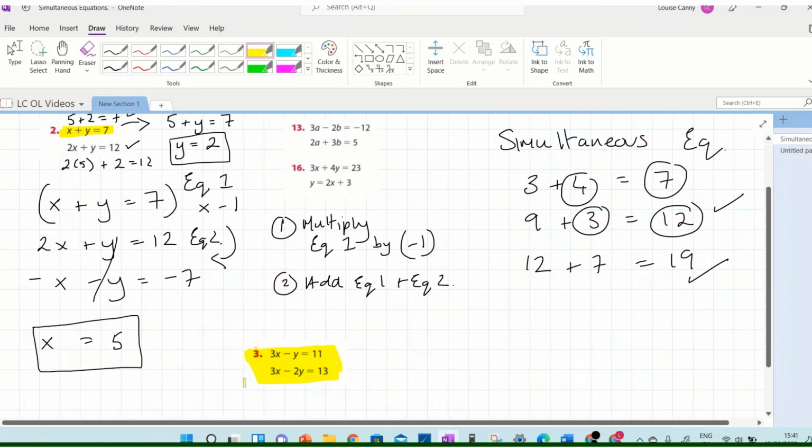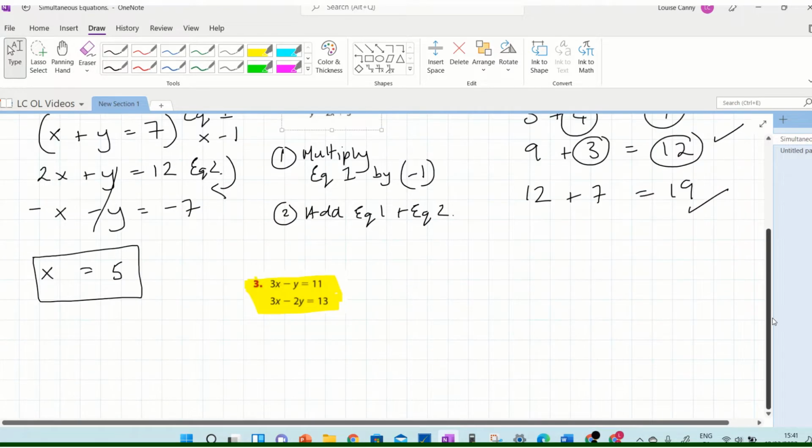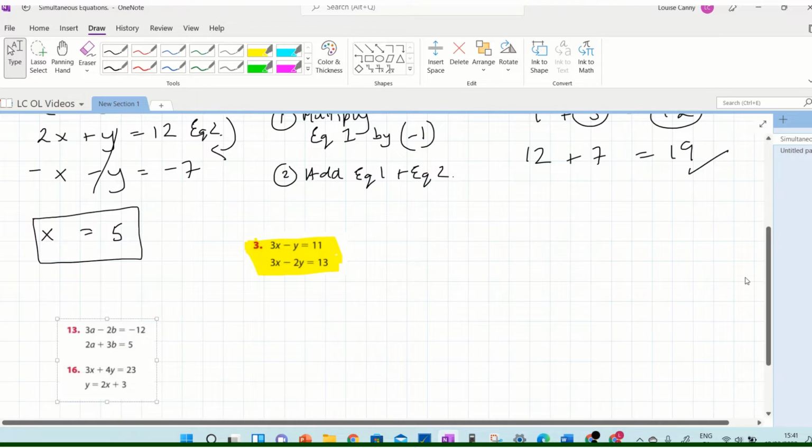Okay, so what we're going to do now is go ahead and take a look at a few slightly trickier simultaneous equations. So we'll just make a little bit of space down here.